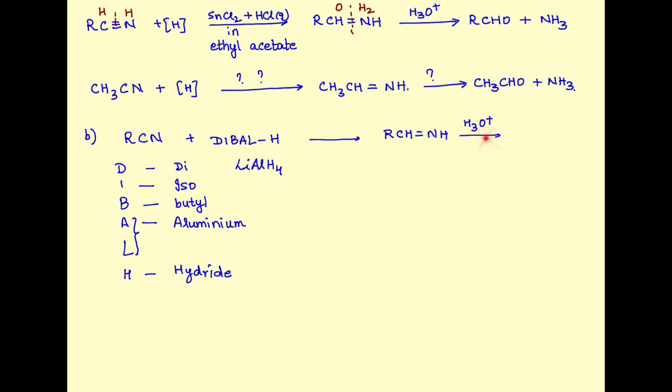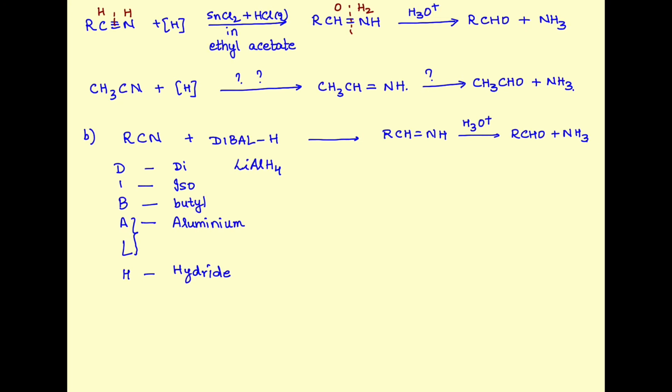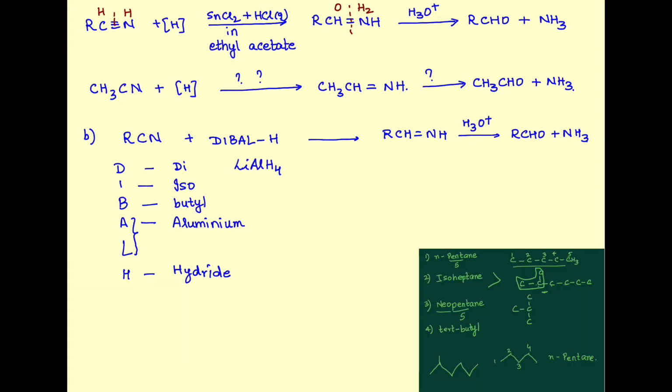Now you know the steps. Why don't you complete this reaction? Why don't you write the products? Yes, again, we will have RCHO plus NH3, right? Diisobutyl aluminium hydride. Now, for your grade 12 level, you're just supposed to know DIBAL, but if you want to break it down and understand a little bit more about it, let's go step by step.